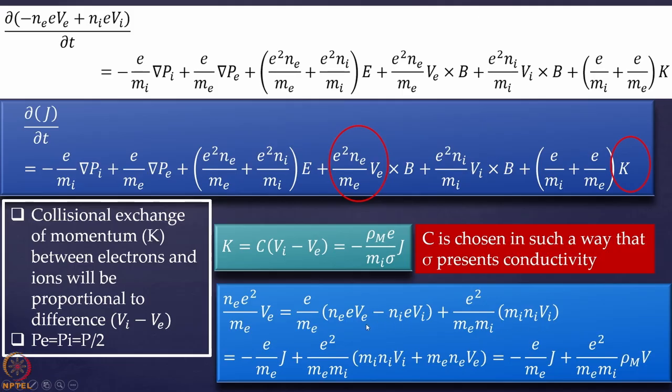Okay. Now you can understand what we have been talking about so long: N e V e minus N i V i gives you the current density. So e by m_e into J plus e squared by m_i into m_i N i V i is there. Now we have done a bit of approximation over here. We have added this term m_e N e V e.